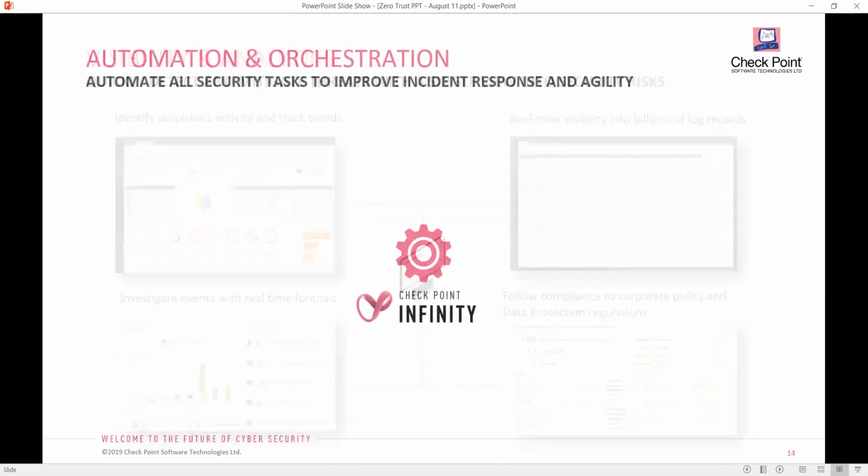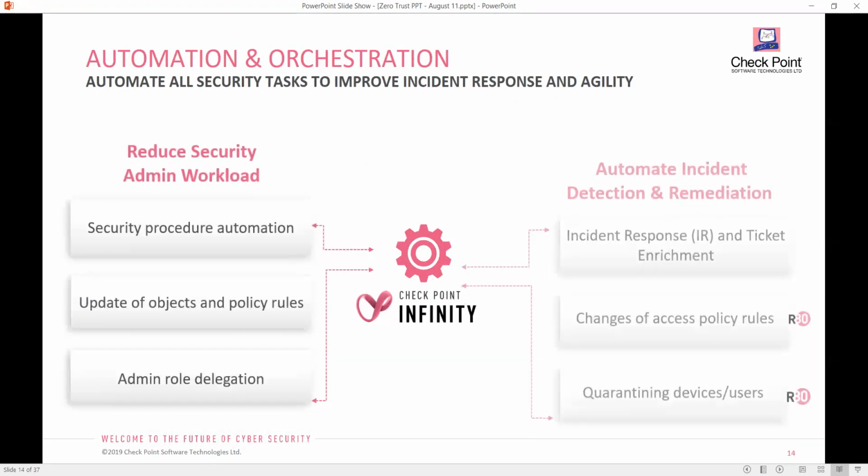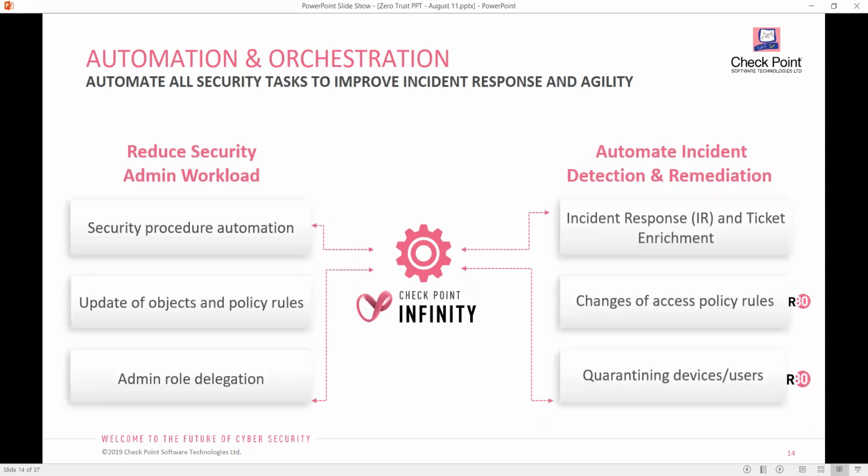So automation and orchestration. This is the highest security model that I see with customers. In other words, if you almost want to call a firewall as a service, right? It's where you're not logging into firewalls.